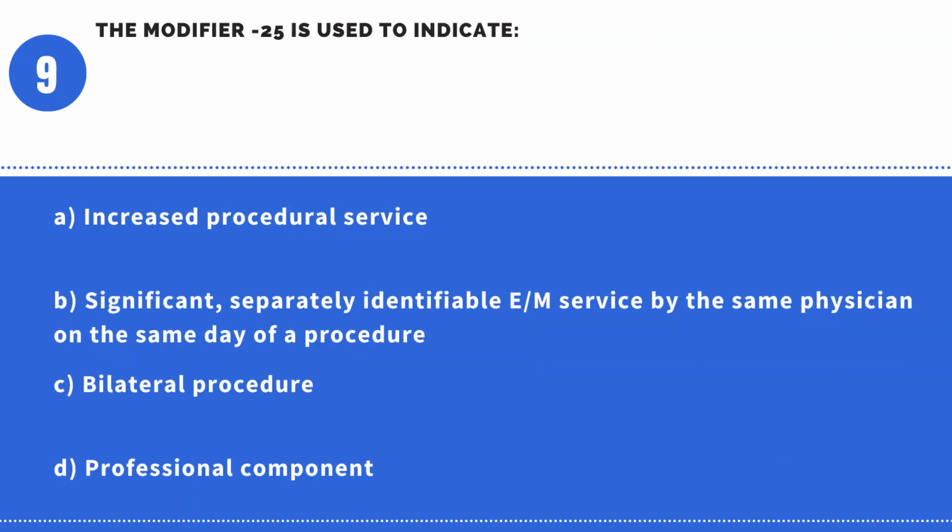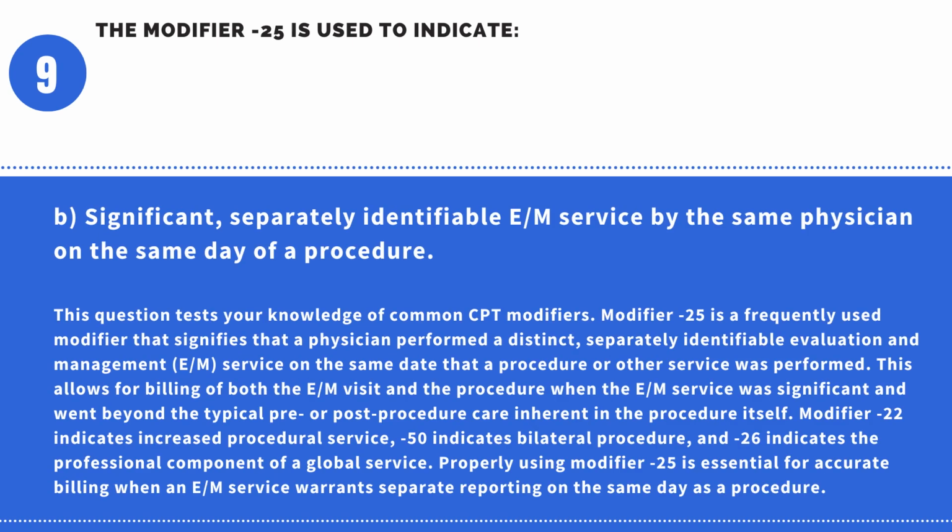Question 9. The modifier -25 is used to indicate A. Increased procedural service. B. Significant, separately identifiable E/M service by the same physician on the same day of a procedure. C. Bilateral procedure. D. Professional component. Answer: B. Significant, separately identifiable E/M service by the same physician on the same day of a procedure. This question tests your knowledge of common CPT modifiers.